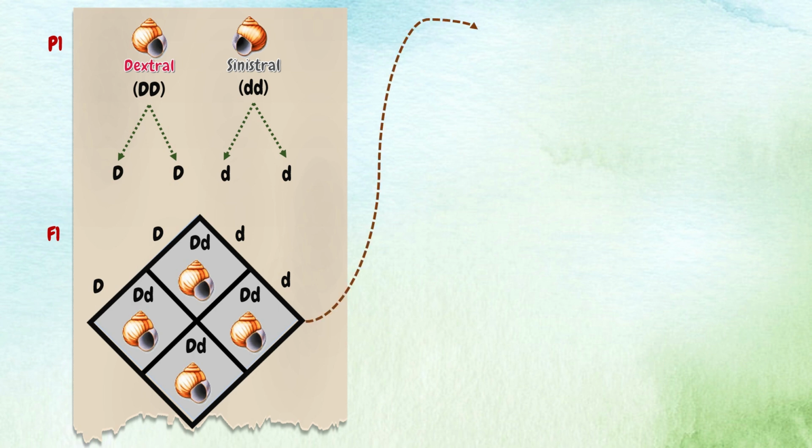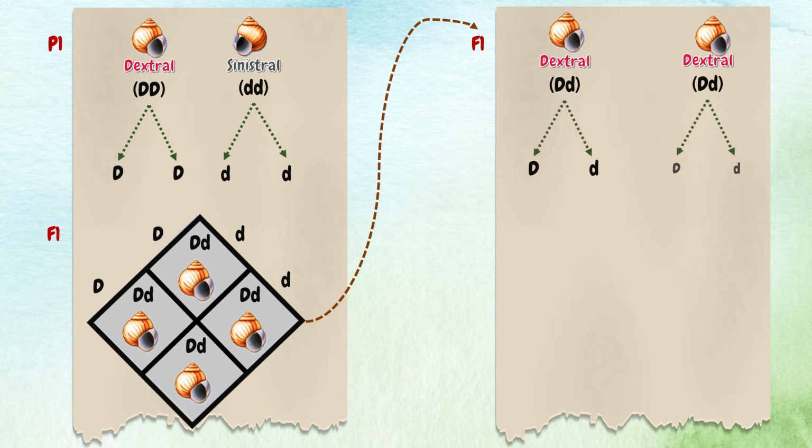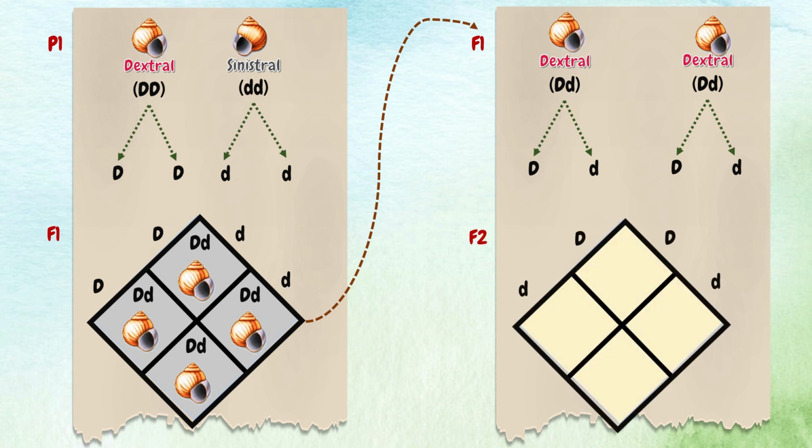In the next fertilization, between the F1 generation, both of which are dextral, these are gametes generated from the mother, and these from the father. So it leads to the production of the F2 generation. There should be 3 dextral and 1 sinistral, as it has small d and small d, but it is also dextral instead of sinistral, because of maternal effect.